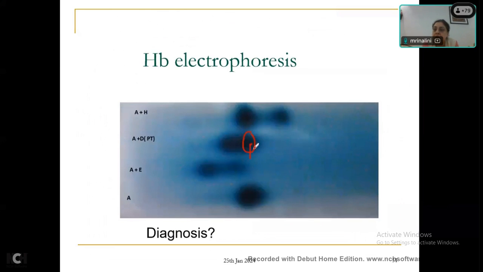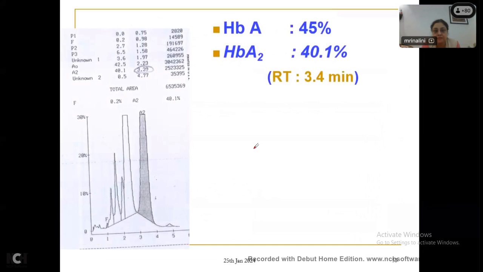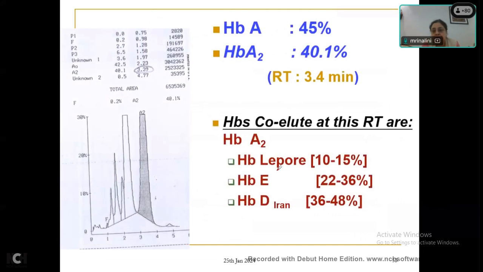Okay. So whenever you are having doubts, it is always wise to do an assessment by the other technique, which is Hb electrophoresis, and that is precisely the reason why I am showing you Hb electrophoresis when HPLC is more precise and more popular. So the co-elutes are Hb Lepore, E and D, and they are distinguished on the basis of the percentages. Okay. So this you always need to remember.